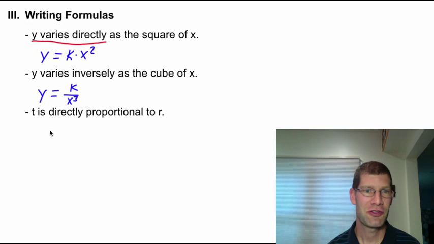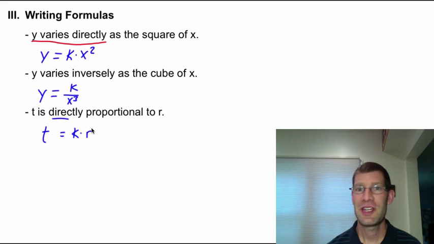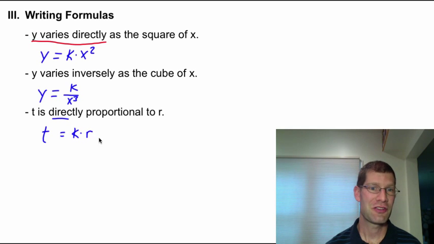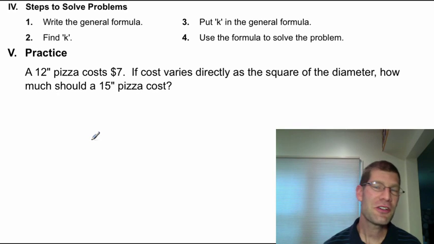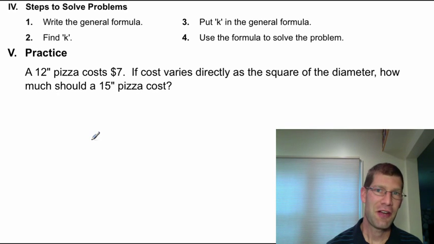It doesn't have to be an x and a y. T is directly proportional to r. You could have t equals k times r, that's direct. If they don't say squared, fourth power, seventh power, you just assume it's the first power, in which case we don't write it.